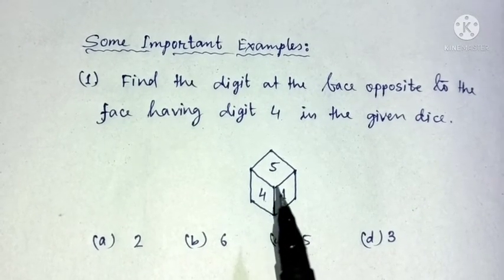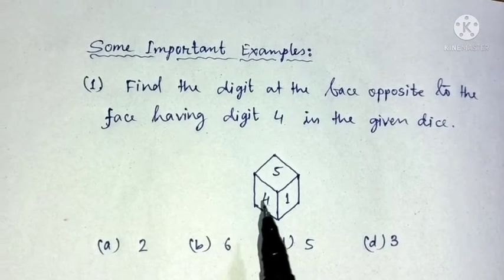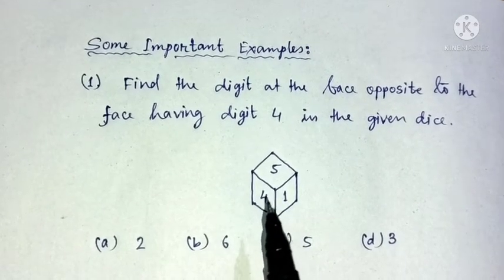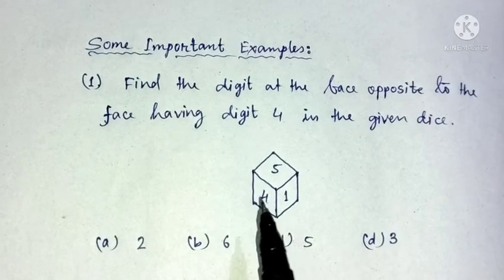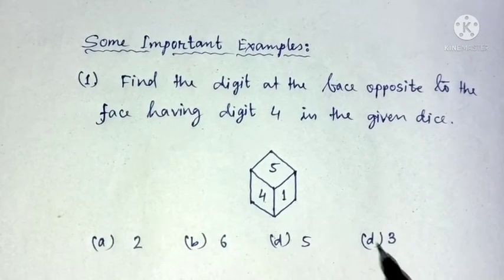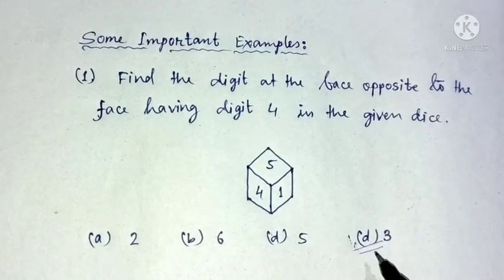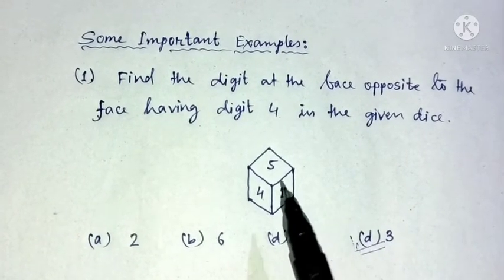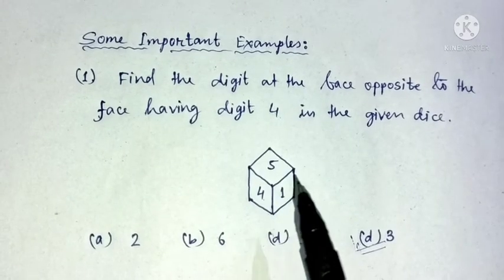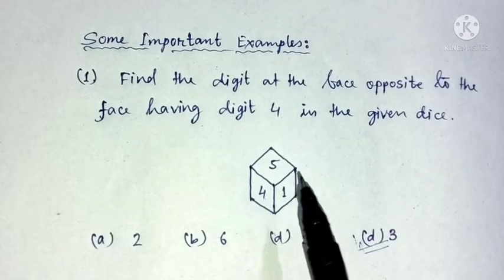And as it is a standard dice, what will be opposite to 4? By which number will you add to get 7 with 4? 3. So 4 plus 3 is 7. So that is why opposite of 4 is 3, and so option D is correct. Very much easy. In case of standard dice, sum of the opposite faces is equal to 7. That is why with 4 which number will you add?